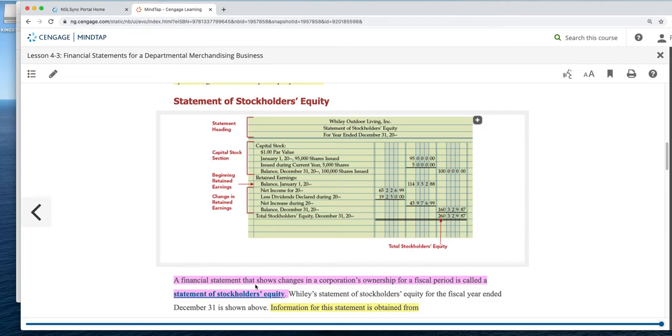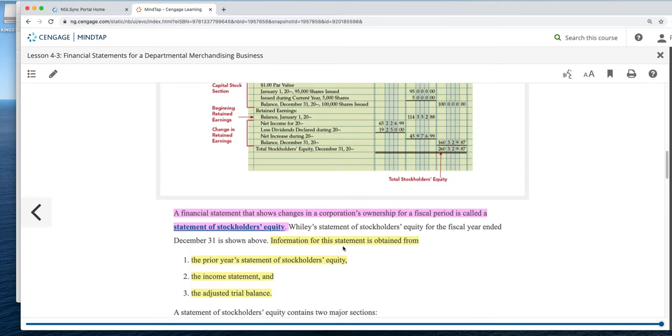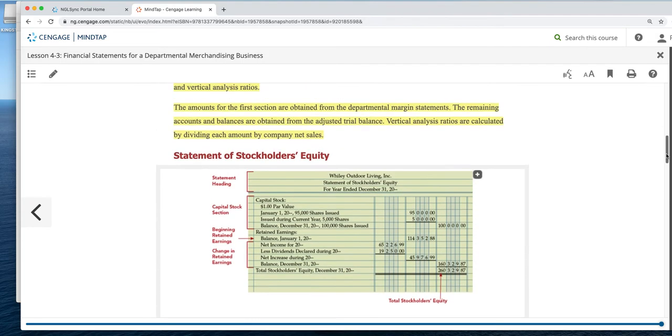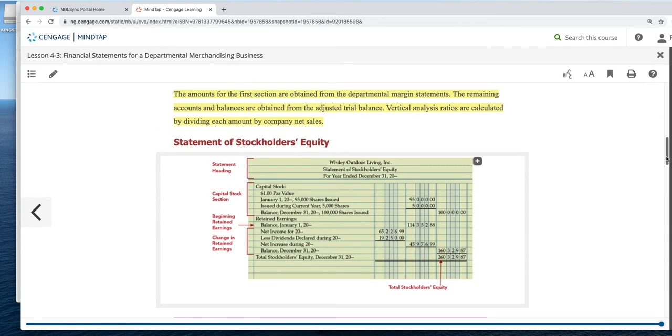Now, what is this? It's a financial statement that shows the changes in a corporation's ownership from fiscal period to fiscal period. Basically, we're adding up our stock and retained earnings, if you want to give it very, very simple. This statement is taken from last year's prior statement of stockholders' equity, the income statement, and the adjusted trial balance. For the statement of stockholders' equity here, you're getting this part from the directions. They will tell you, and you will have to type $1 par value.